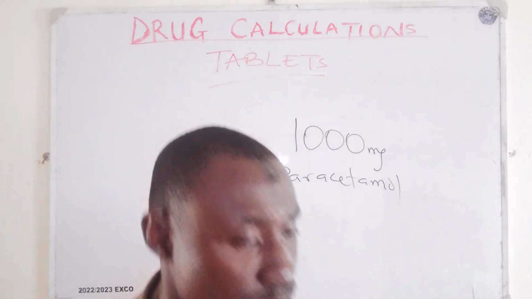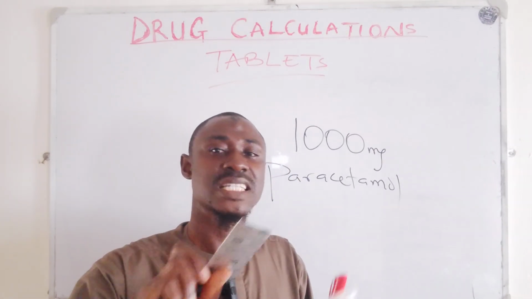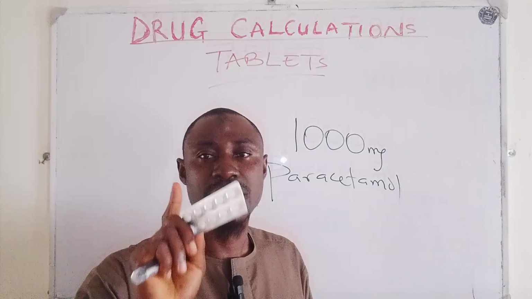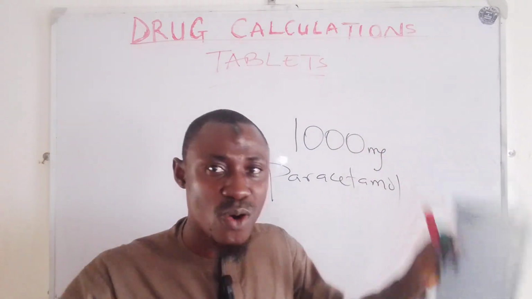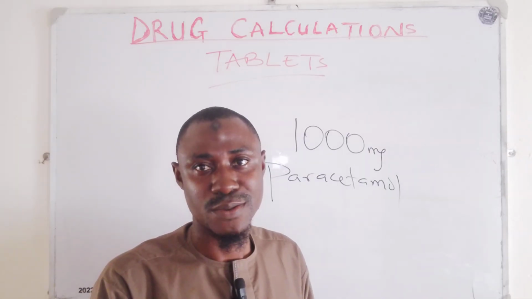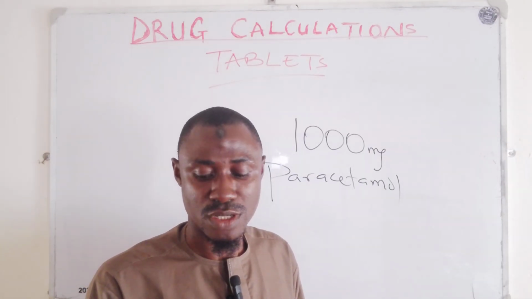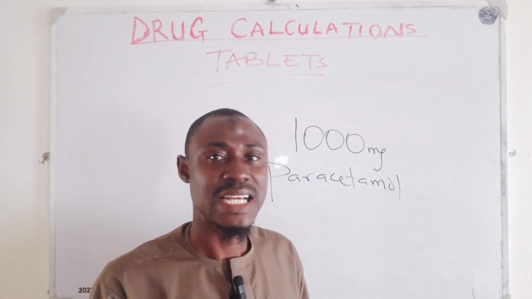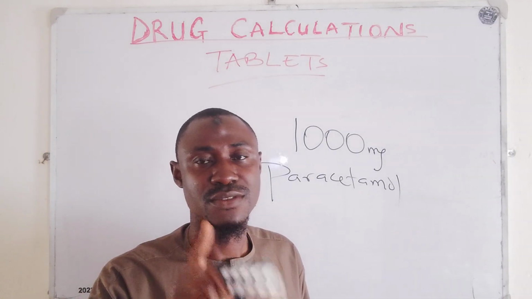The meaning is not that all of the 10 tablets together is 500. No, each tablet amounts to 500 milligram, not all the 10 tablets together. Likewise, the glibenclamide I showed you is not that the 10 tablets together are 5 milligram. No, each tablet is 5 milligram.